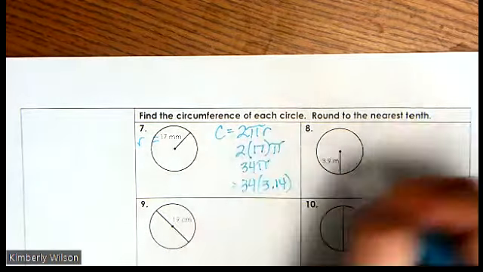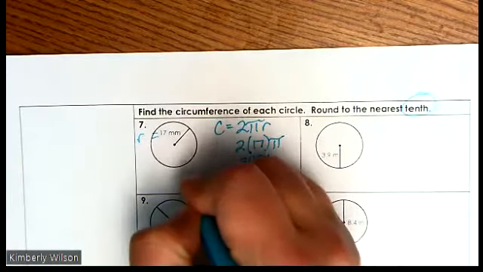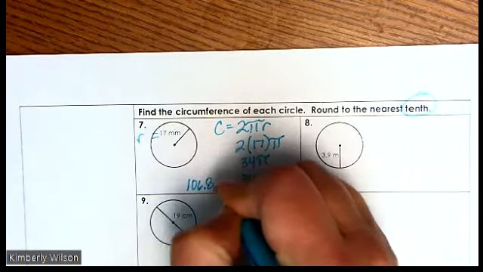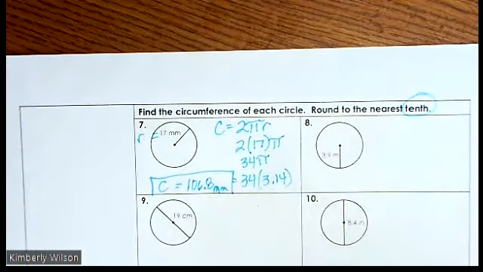which equals, again, we're rounding to the tenths place, so this is going to be 106.8 millimeters. This is my circumference. Notice my units are not squared.